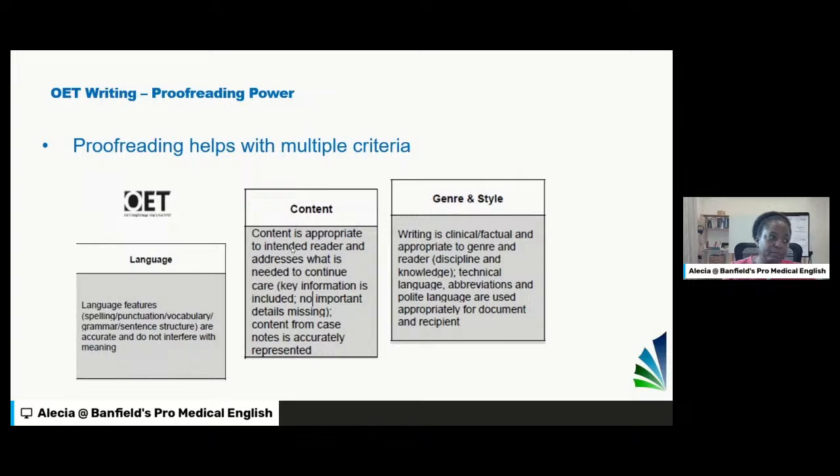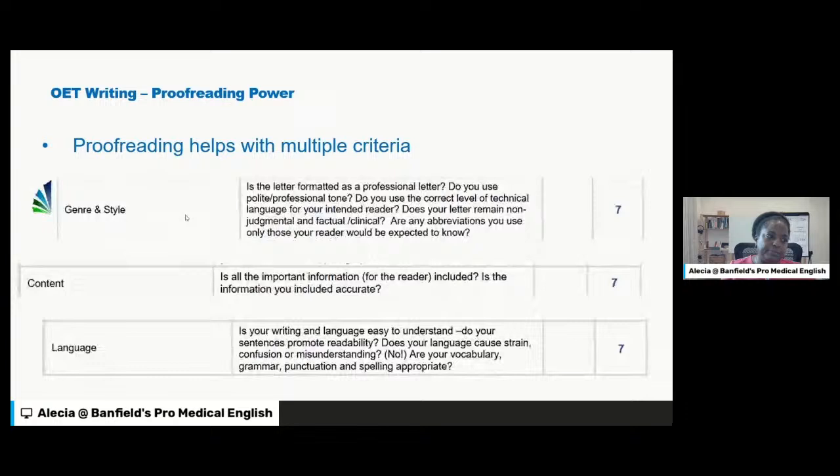But look here, accuracy. Content is appropriate to the reader. No information is missing. But look down here. It also says that the content is accurately represented. And I will show you how something like misspelling can result in inaccuracy, so you lose a mark in content as well. Okay. And then there's genre and style. Yes, it has to sound appropriate. It has to sound professional. Okay? And we'll look a little bit more at that. So that's how OET presents it.